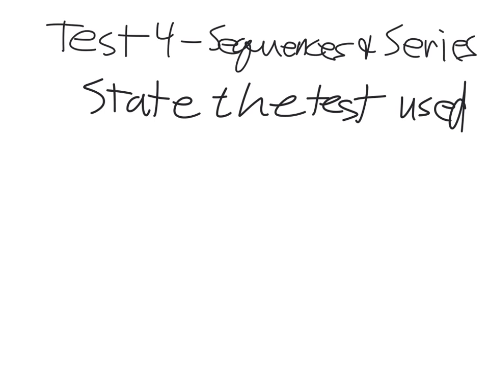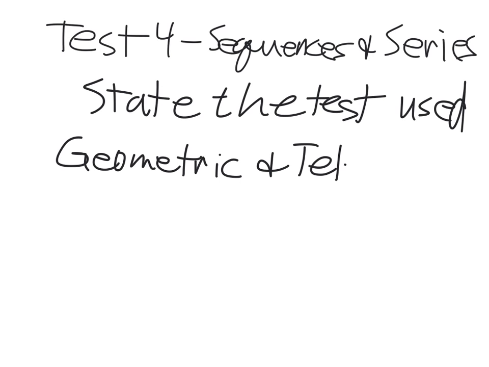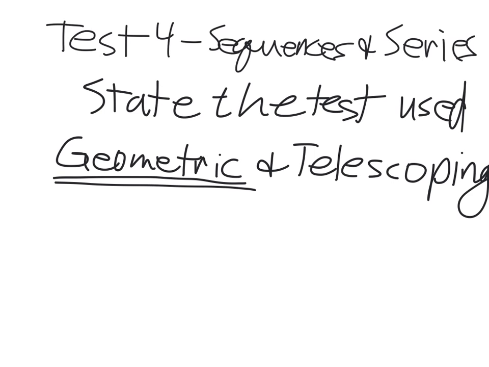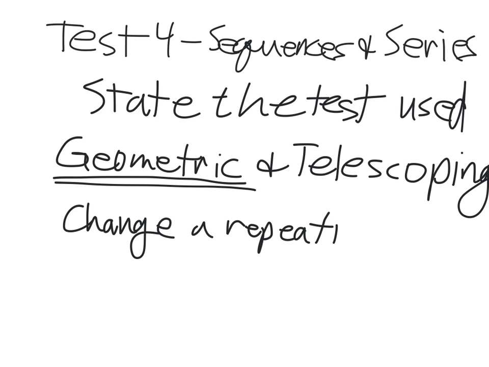A couple problems, couple tests, we could say exactly what it converged to. That was with the geometric series. And which other one? The telescoping. Both of these, if it converged, we could say it converges to this particular value. And then the geometric series, we can use it to change a repeating decimal to a fraction. That's a possibility on the final as well.